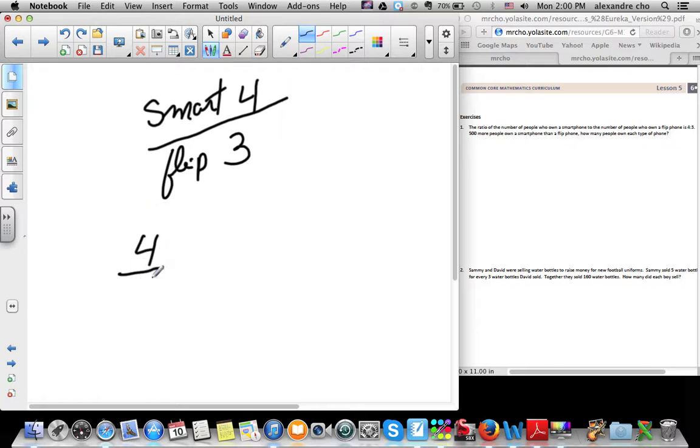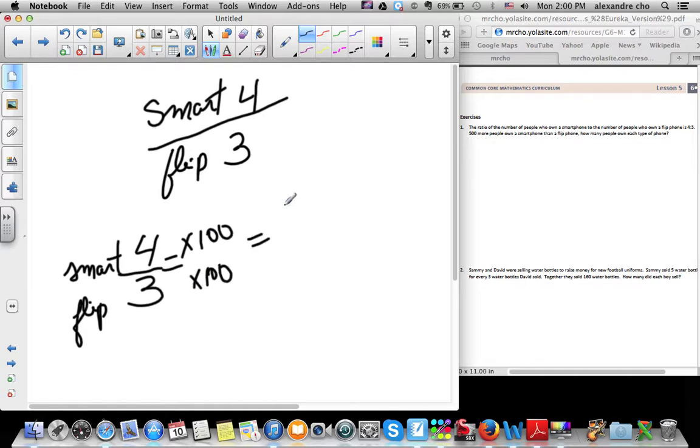So let me do something like this. This is smart, how many people own the smart, and this is how many people own the flip. Let's come up with an equivalent ratio. Let me multiply this by 100, and let me multiply the bottom by 100. And I will get 400 people owning smartphones over 300 people owning flip phones.